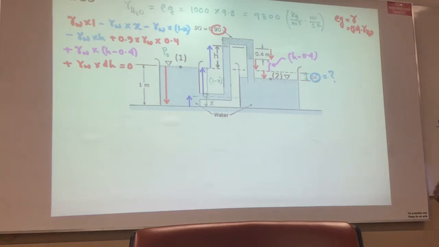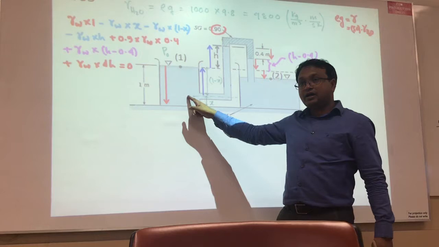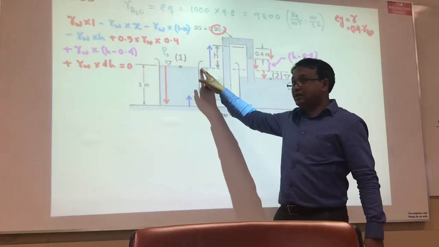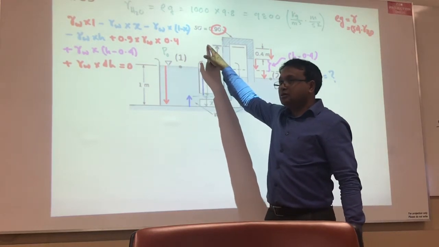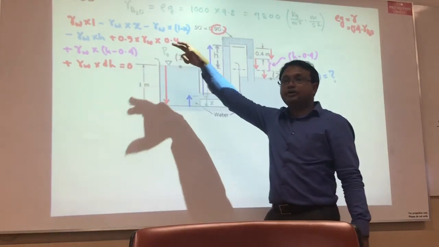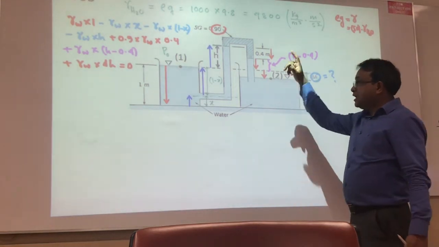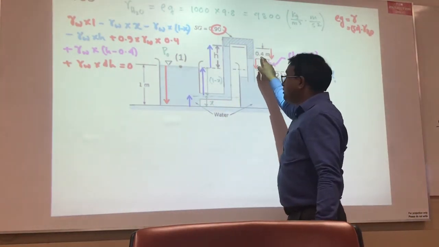Very simple. For you. From here to here, positive. From here to here, negative. From here to here, negative. Here to here, negative, right? Here is all water. I put gamma W, or you can write rho W G. Same value. Then from here to here, positive.